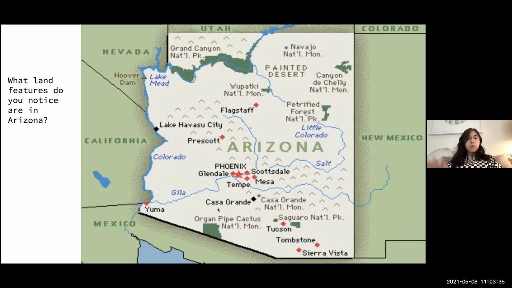The kids pointed out the different rivers or lakes, and they asked, what are those green things? Because they're not really used to having grass or things like that.